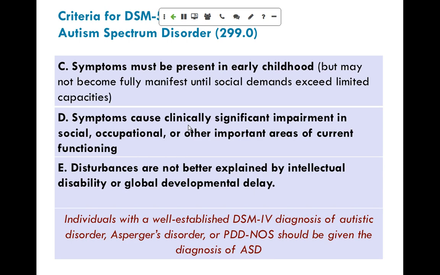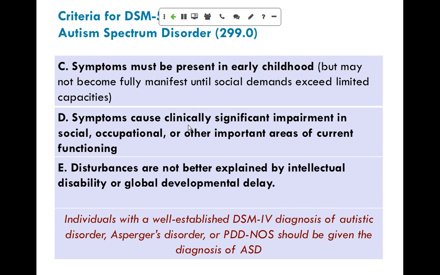Then the criterion that is consistent with many of the other disabilities in the DSM is that symptoms have to be present in early childhood. This is specific to ASD. This used to be in the first 3 years of life, but now it's just in early childhood because we do know now that some of the symptomatology can manifest later in childhood, maybe between 3 and 5 years of age, and that the symptoms cause clinically significant impairment across contexts.